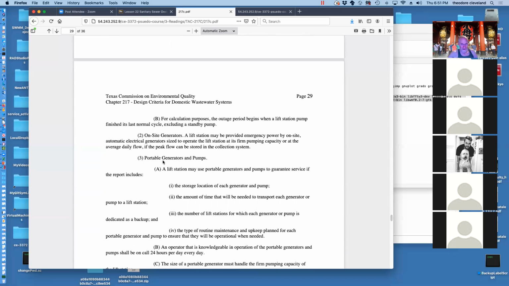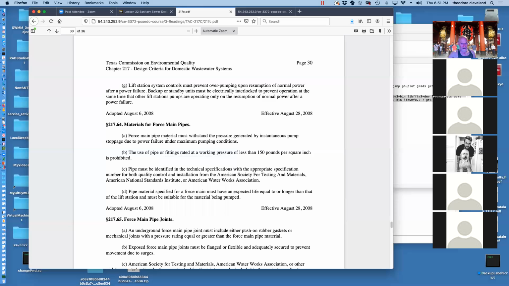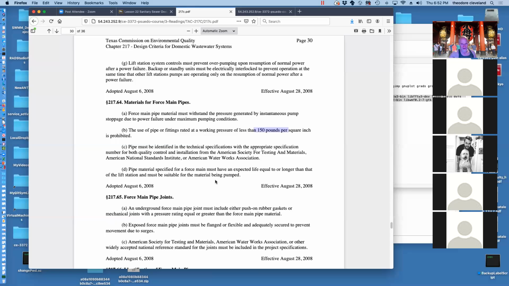And as we're moving down here, we're getting close to the end. It discusses force mains, has a material requirement that it has to be able to handle the forces involved. And that has to be at least 150 psi materials. And it has to be identified with the appropriate specification number and quality control number from either ASTM, ANSI, or American Water Works Association. And the life of the material has to equal or exceed that of the lift station and be suitable for the material being pumped.